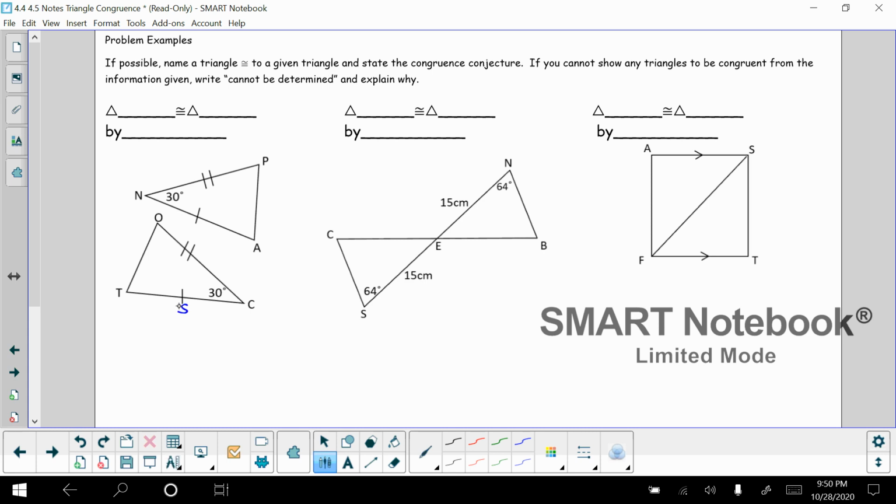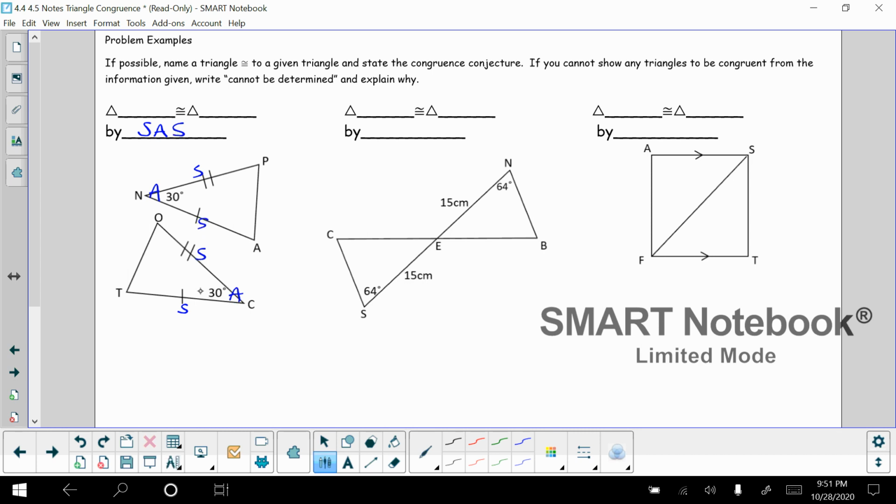So I have this side congruent to this side, meaning the one tick mark and the one. I have this angle, which is 30 degrees, congruent to this angle. And then I have this side congruent to this side, 2 tick marks and 2 tick marks. So SAS, SAS. So that should sound familiar. That's the side angle side conjecture. So we know these are going to be congruent by side angle side. So now it's a matter of writing them in corresponding order correctly.